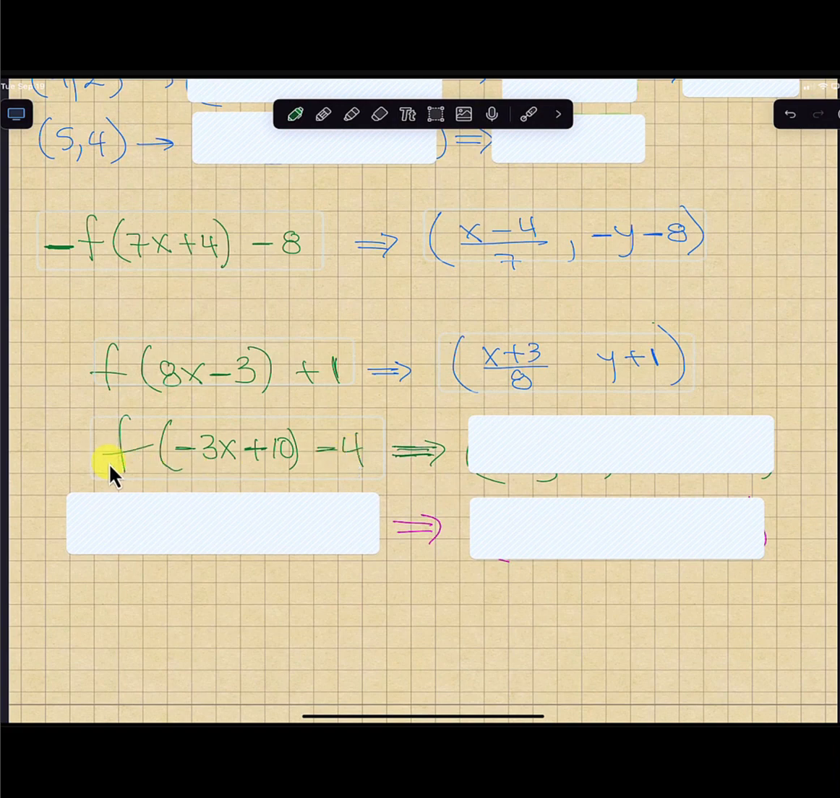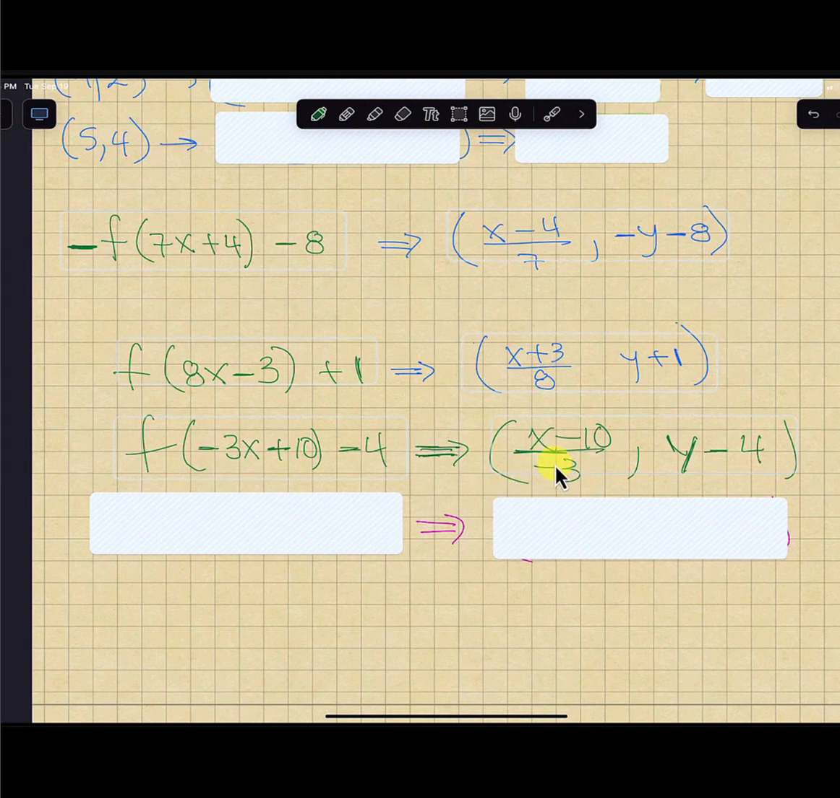Let's do a couple more. Here you have f of negative 3x plus 10, and then minus 4. You're going to take the negative 3, move it to the bottom of the fraction, so it becomes negative 3 on the bottom, and then you have x plus 10 left over, but you're going to change the plus to a minus, so it'll be x minus 10 on the top. And then for the y-coordinate, there's no negative in front of the f, so y remains as it is, and then add the number on the end, so that's going to be y minus 4.